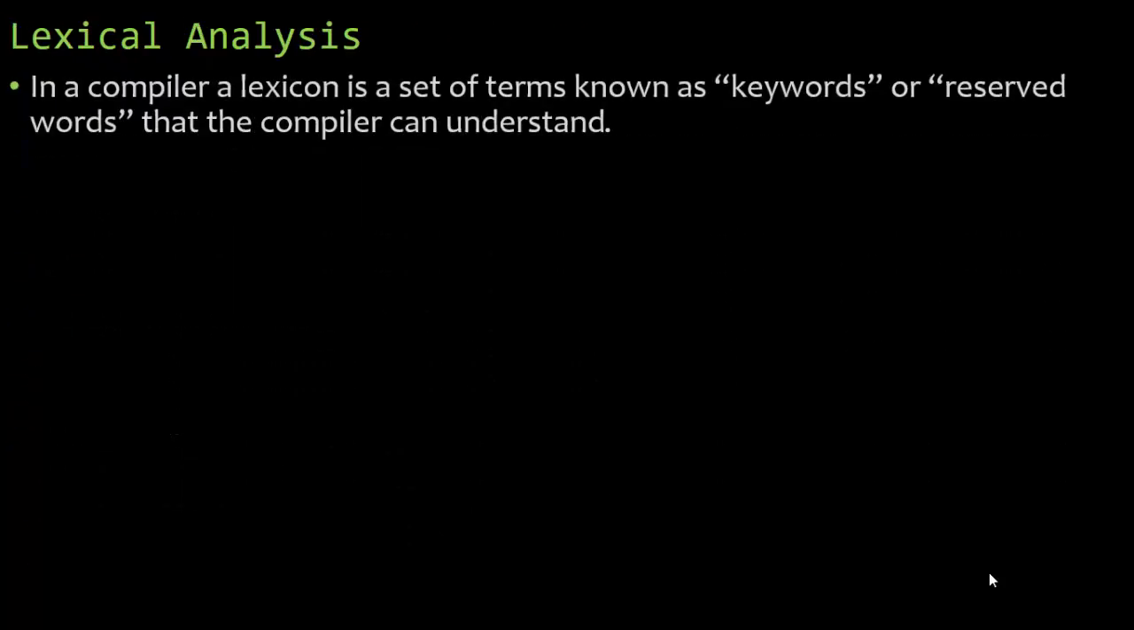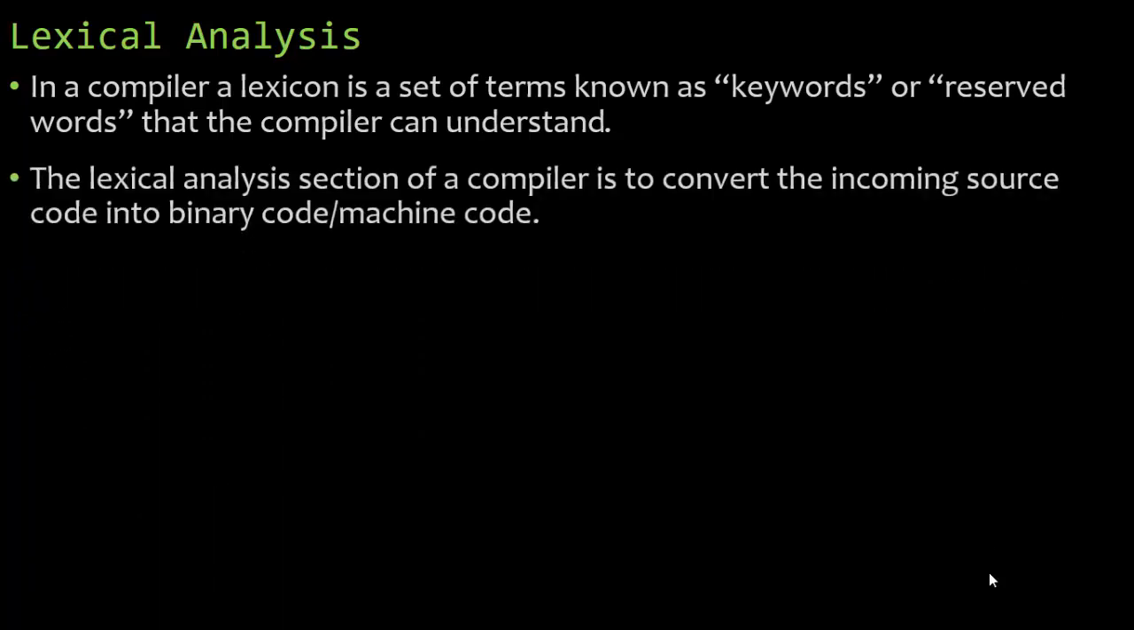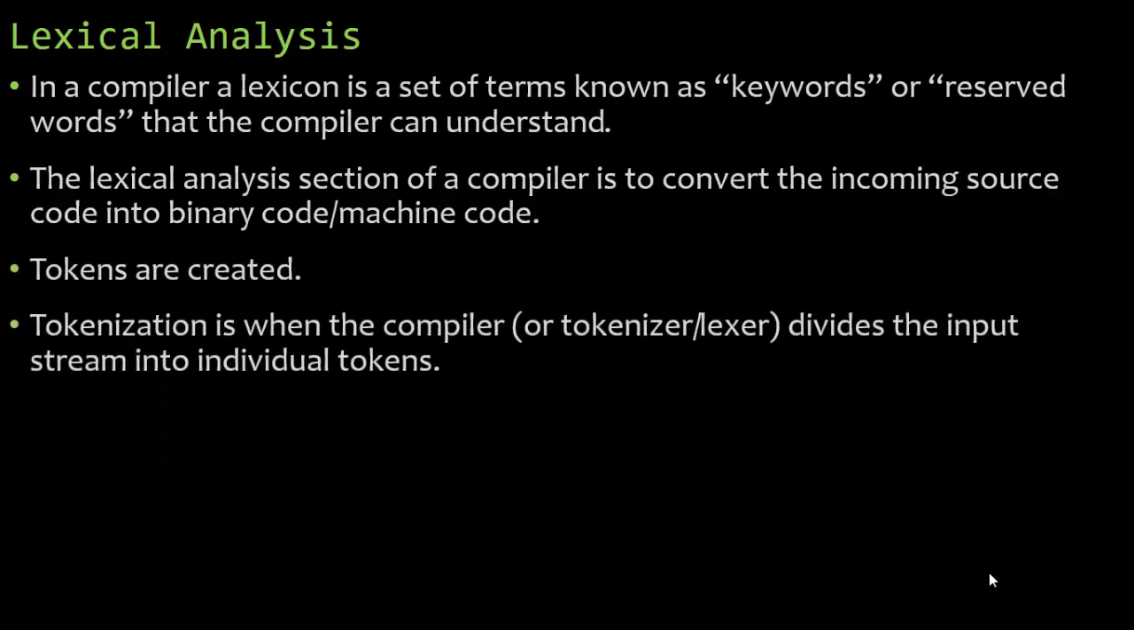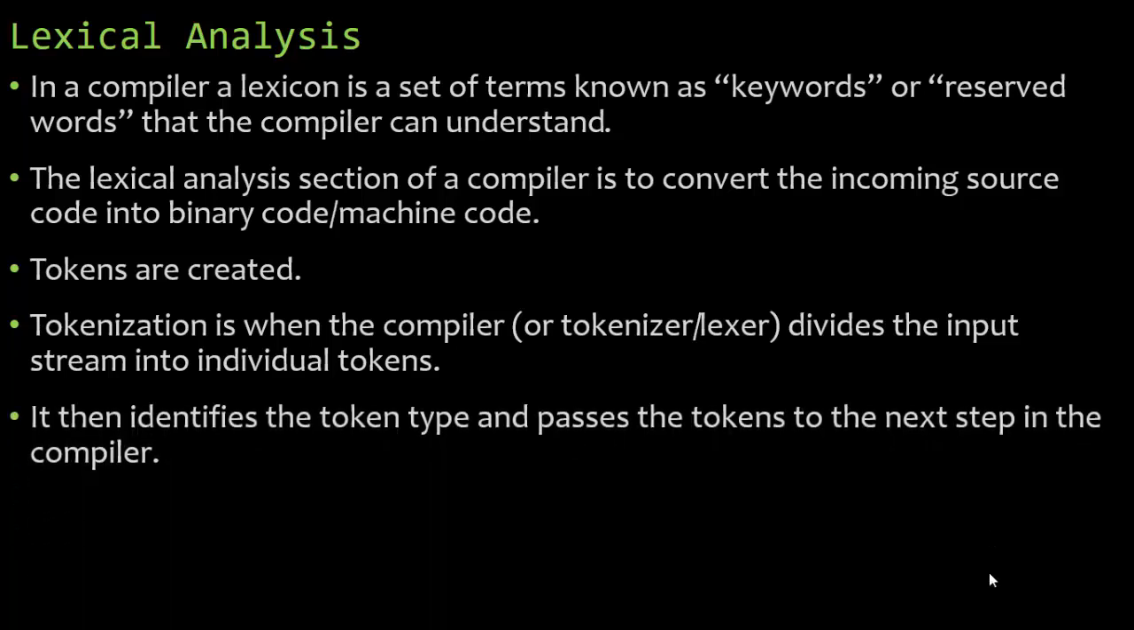In a compiler, a lexicon is a set of terms known as keywords or reserved words that the compiler can understand. The lexical analysis section of a compiler is to convert the incoming source code into binary code or into machine code. Tokens are created. Now, tokenization is when the compiler or the tokenizer or lexer divides the input stream into individual tokens. It then identifies the token type and passes the token to the next step in the compiler.